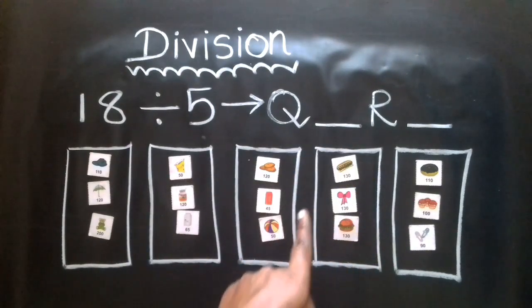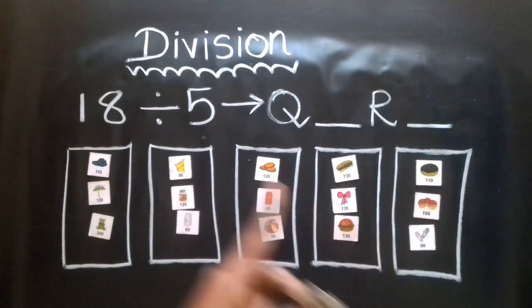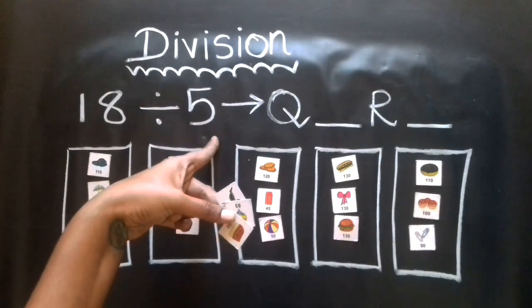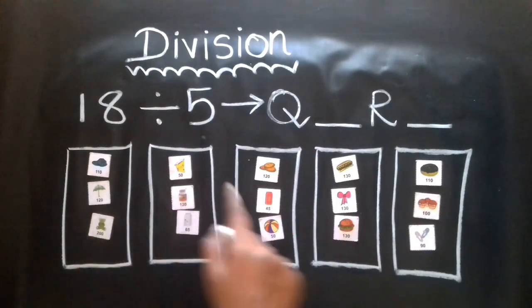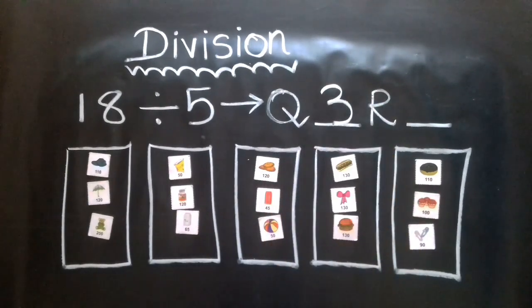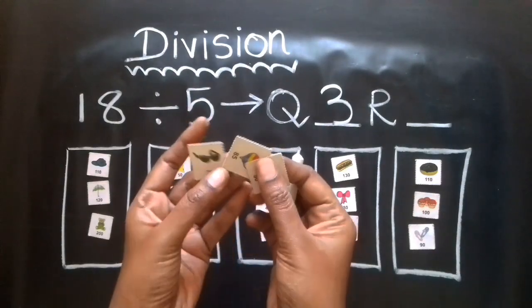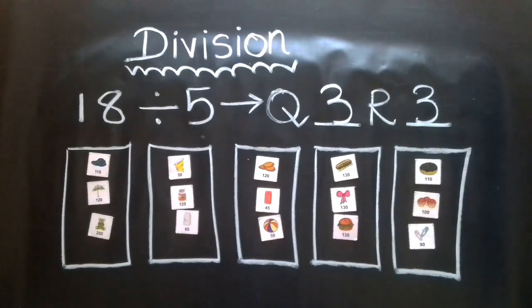So now let's calculate the quotient and remainder. If we equally distribute 18 cards among 5 groups, how many cards will each one get? 3 cards. So quotient will be 3. How many cards will be left over? We have 3 cards. So remainder will be 3.